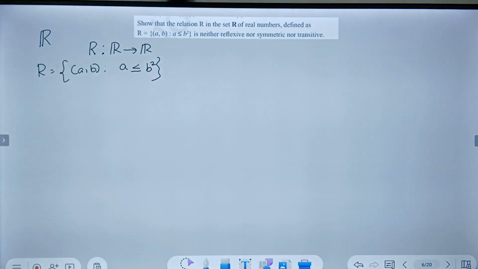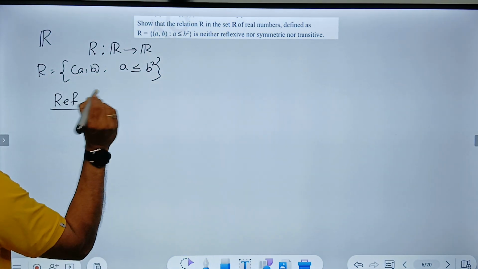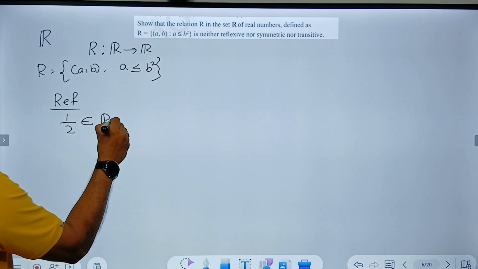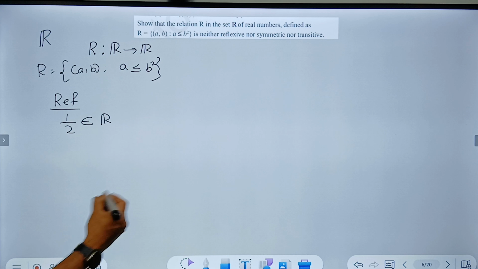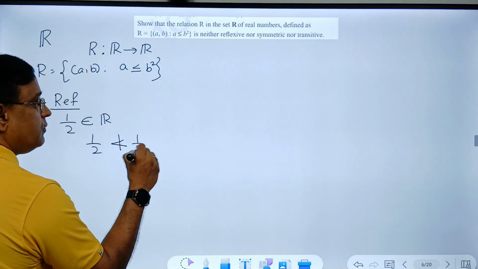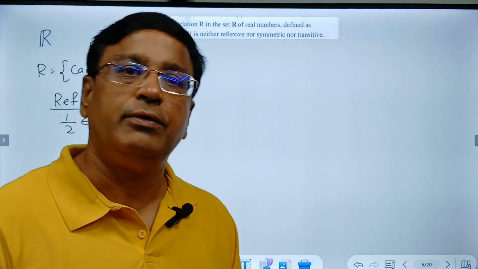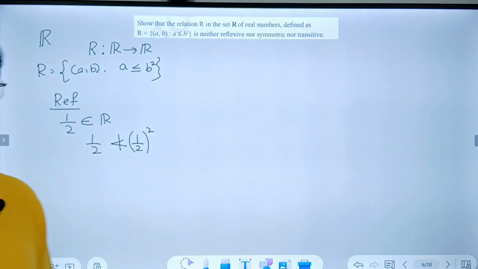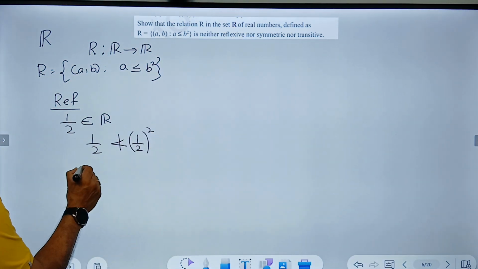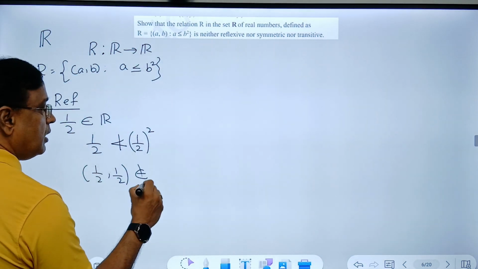Now how do I give an example? Now I'm going to talk about reflexive. See the example I'm taking. Half is a real number, am I right? Half belongs to real numbers. And you know very well, half cannot be less than half square, correct? Because half is 0.5, 1 by 4 is 0.25. So definitely half is greater than half square. So clearly, (half, half) does not belong to R.